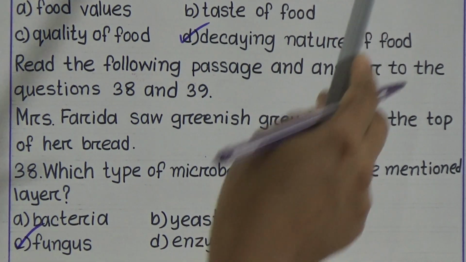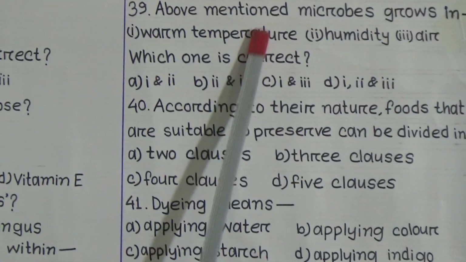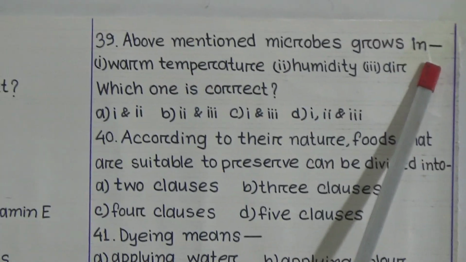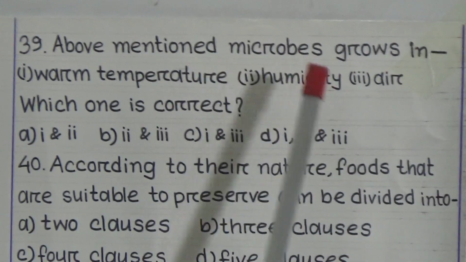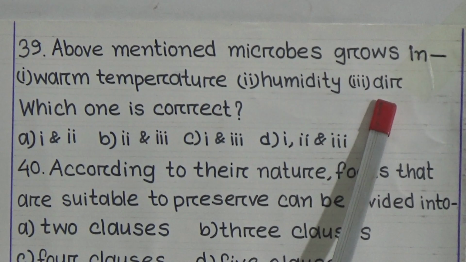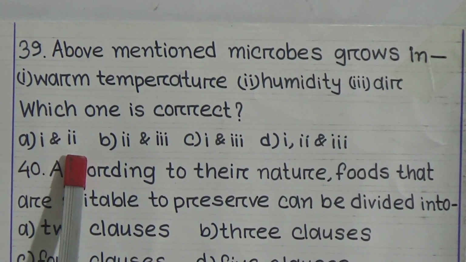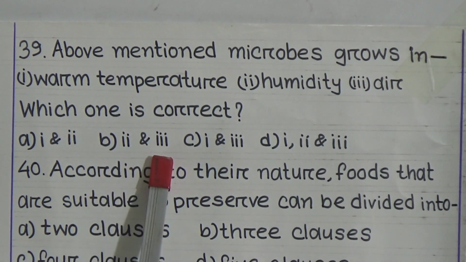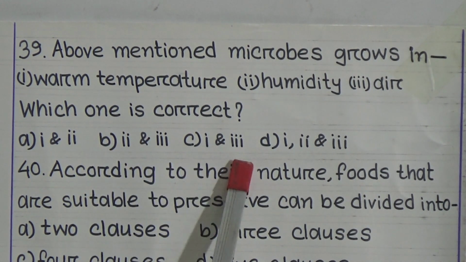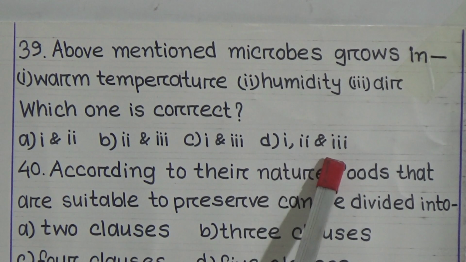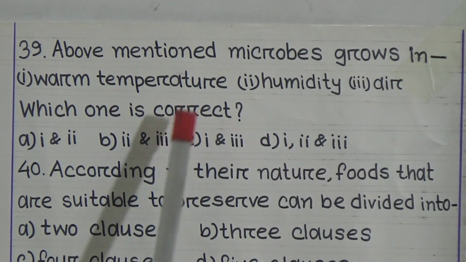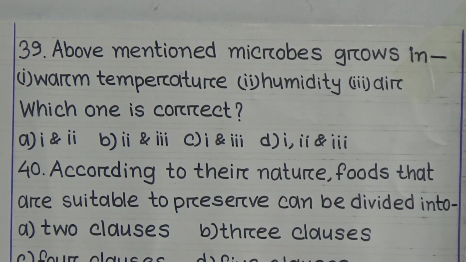Now question number 39. The above mentioned microbes grow in 1. warm temperature, 2. humidity, 3. air. Which one is correct? Option A 1 and 2, option B 2 and 3, option C 1 and 3, option D 1, 2 and 3. Can you guess which one will be correct here? Option B, 2 and 3.